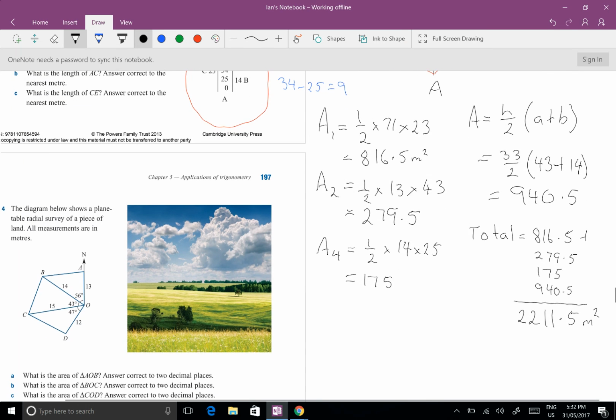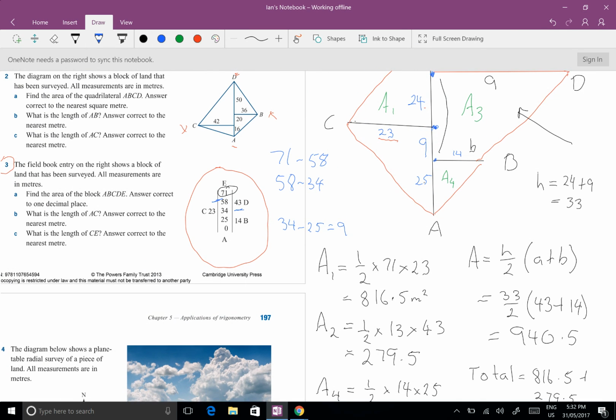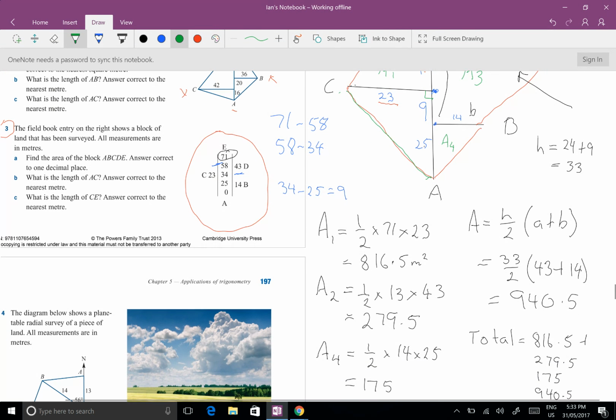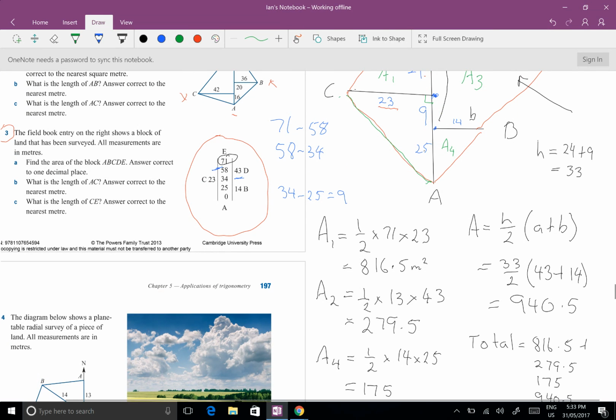Now, the second part's asked for the distance of AC, and we did this in class, and it's pretty easy. Let's have a look at AC. AC is this distance here. And it's pretty easy because what we have is a right angled triangle. There's the right angle, and I can just use Pythagoras. Now one side is 23, but the other side is not that easy. It's 9 and 25. So that distance, 9 plus 25 equals 34.